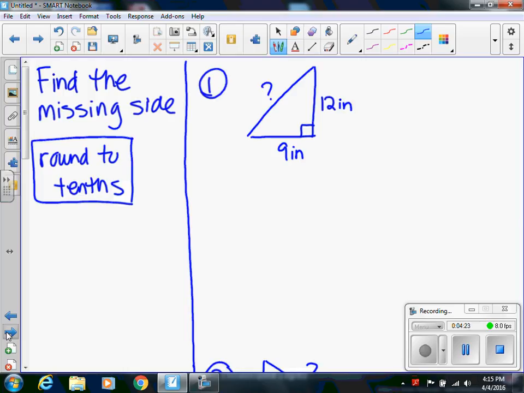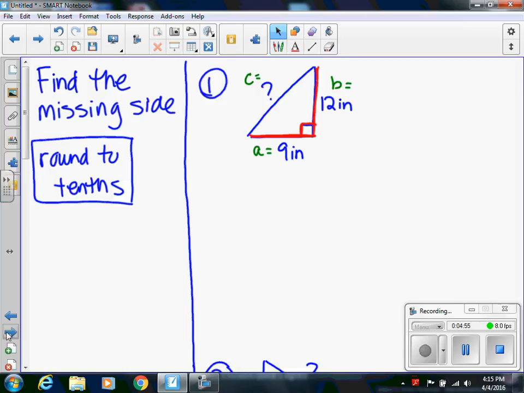Now, one of the things to keep in mind is the legs. We talked about this a minute ago. I'm going to highlight them in red here. This is a leg and this is a leg. The legs are perpendicular to each other and they make up the right angle right here. The legs are always going to be your A and your B. So I'm going to call this one A and this one B. That makes my hypotenuse C, and that's what I'm trying to find.